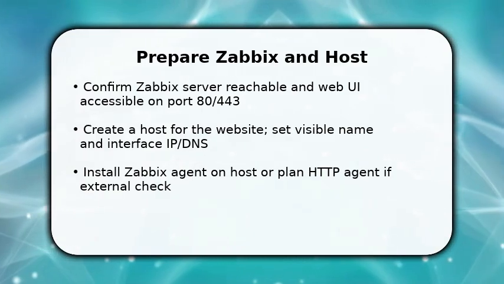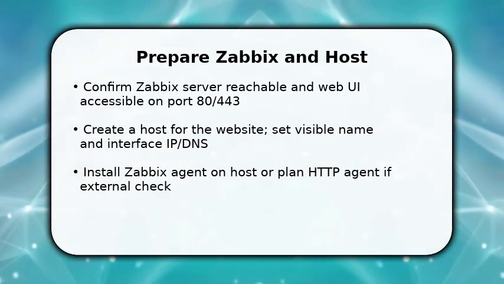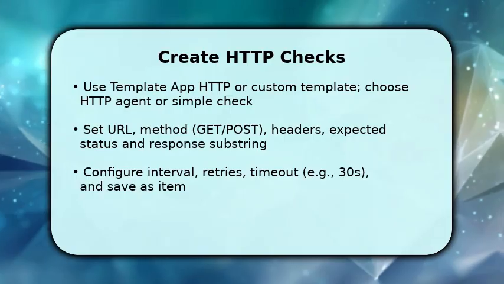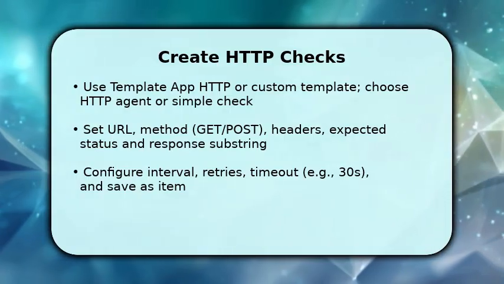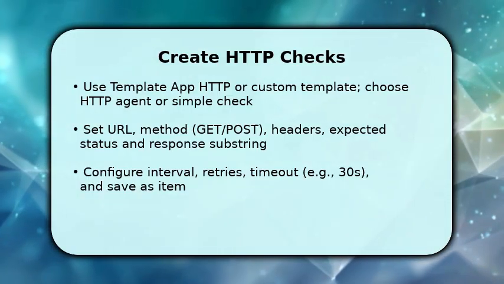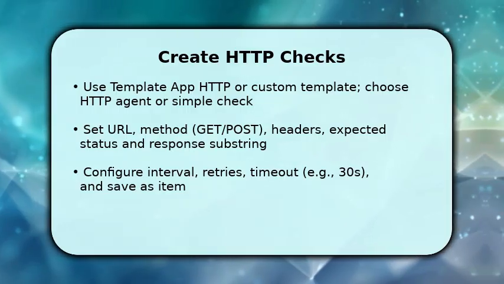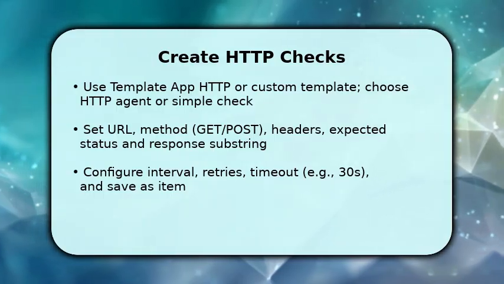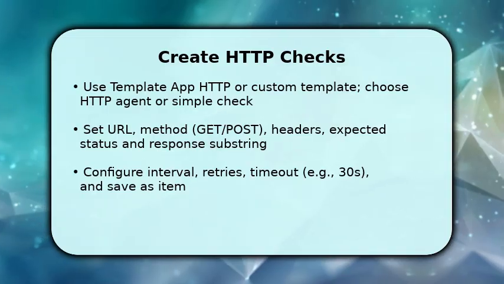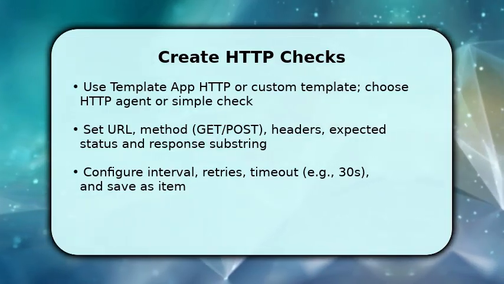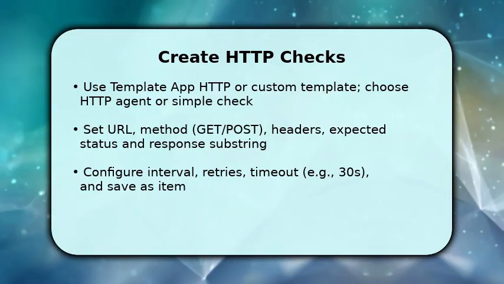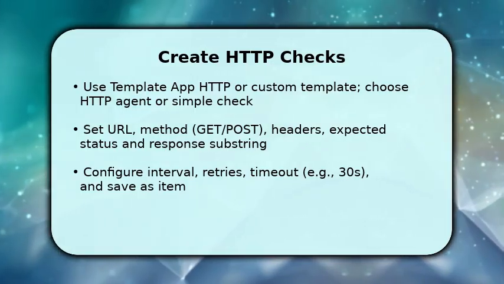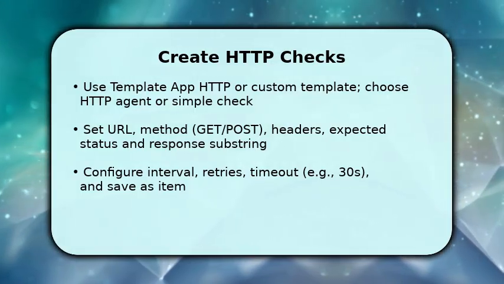Now you create the actual HTTP checks. Choose the HTTP agent item or use simple web monitoring depending on your architecture. Enter the URL, method, and any authentication or custom headers, and then define expected status codes and a response substring to validate content. Next, set polling interval, retries, and timeout. Common values are 30-second timeout and 60-second interval, so checks balance load and timeliness.